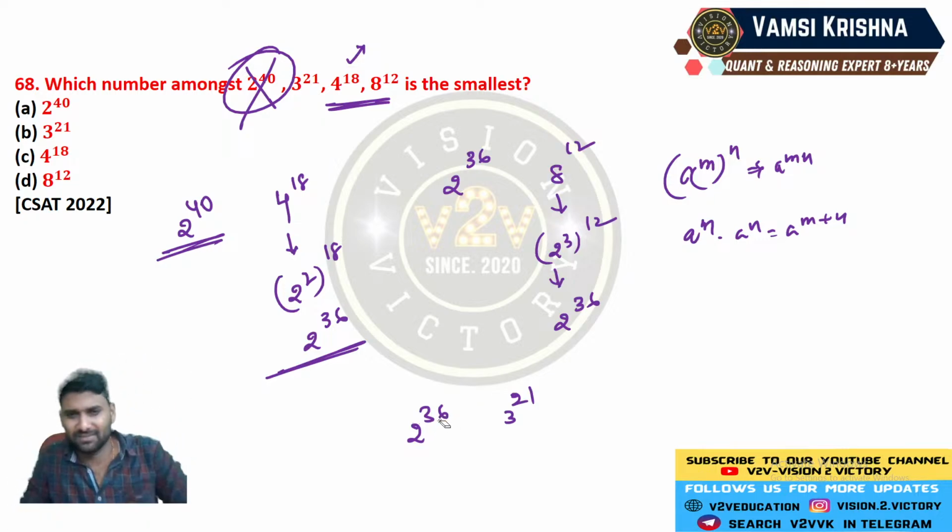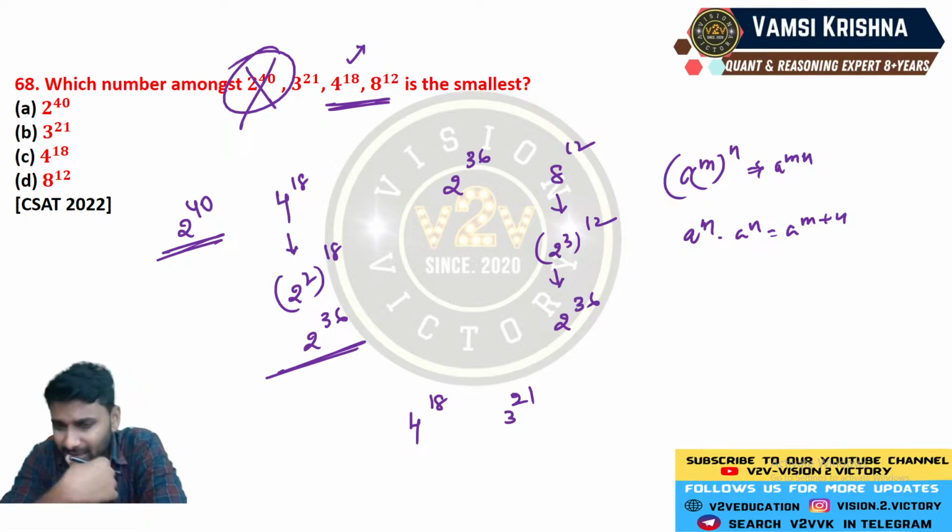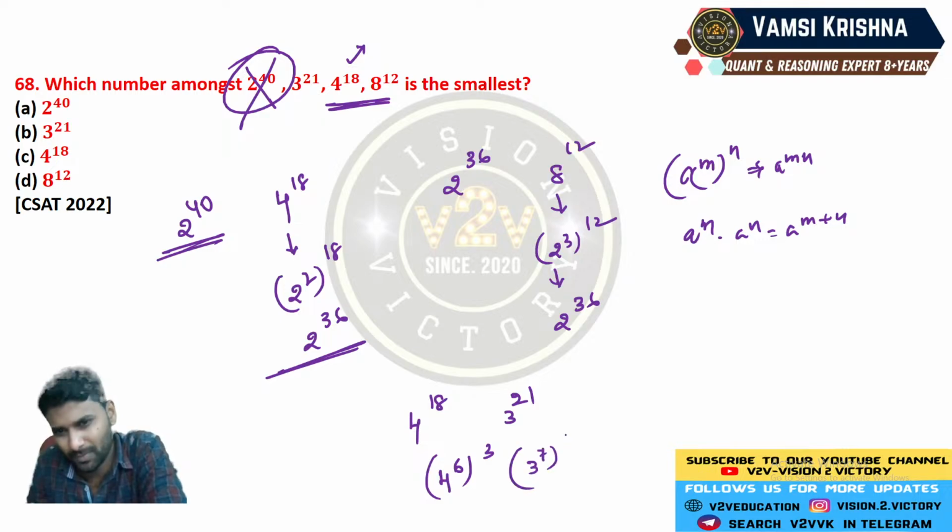Let me take it this way, to make it easy. 2 power 36 is exactly equal to 4 power 18. So we compare 18 and 21, guys, 18 and 21. Here the common factor is 3. Let me write it this way: 4 power 6 whole power 3, and here the value is 3 power 7 whole power 3.